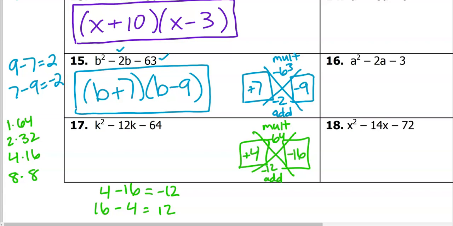Again, I'm a visual person, so I like to see this. You don't have to write this down every time. I'm a visual person. I like to check myself. 4 times negative 16 gives me negative 64. Good. 4 minus 16 gives me negative 12. I'm good. That's how I check myself before I write down my answer. Oh, and it's not an X, it's a K. K plus 4, K minus 16, like that.